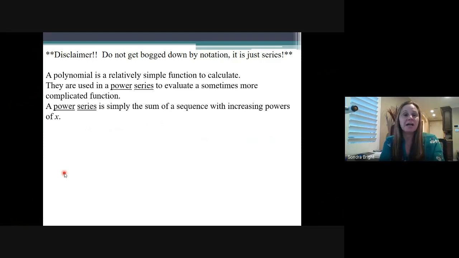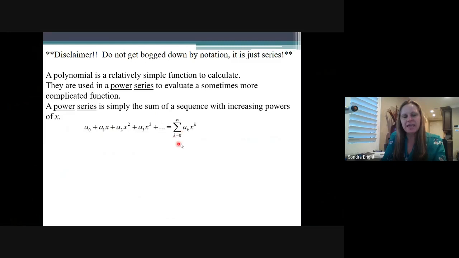It's just the sum of a sequence with increasing powers of x. Here's an example of a power series where you've got a naught and then a1x plus a2x squared plus a3x cubed. So don't get scared. These are just numbers, right? A naught is a number, so you could start with a constant, and then a1 is the coefficient on x, and a2 is the coefficient on x squared, a3 is the coefficient on x cubed, and it keeps on going.